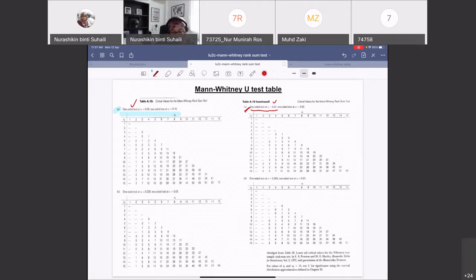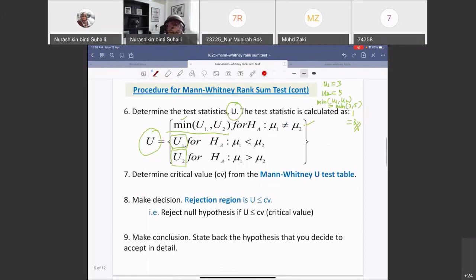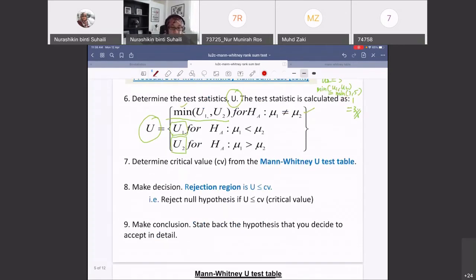So let's have a look at how to use the table. You have to know what N1 is and what N2 is: the size of sample 1 and the size of sample 2. That will be the basis of your search, whereby all the values given inside here are the CV, the critical values that you are looking for. So this is the CV value that you have to look for in the 7th step. That's how you use the Mann-Whitney U test table.